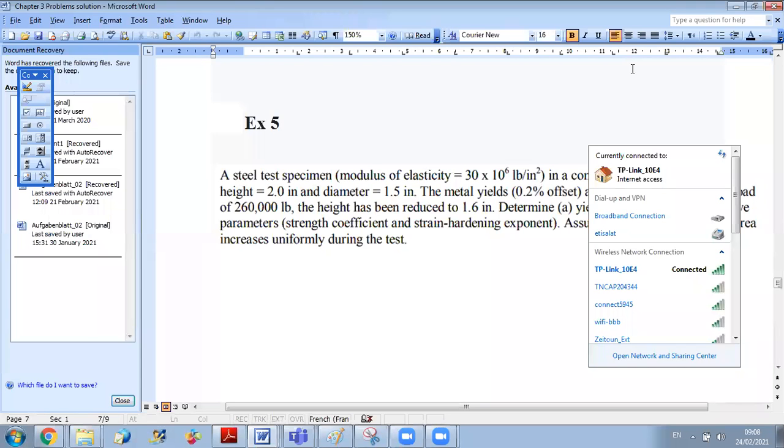We will continue problems on chapter 3. We have already solved problem 4, so now with problem 5.